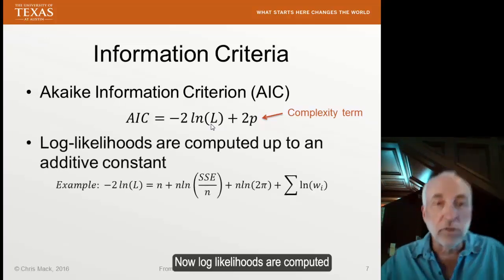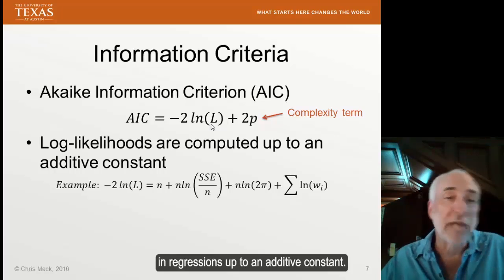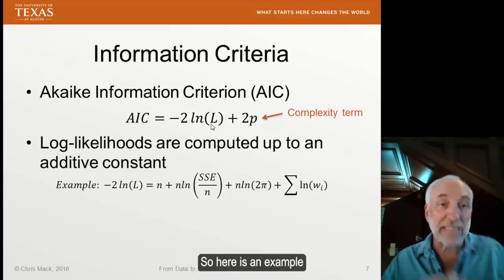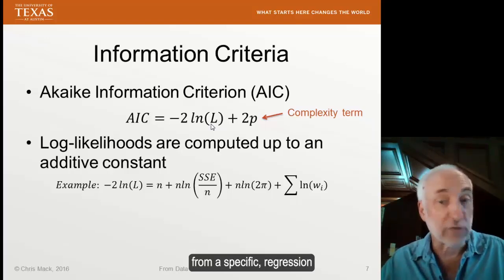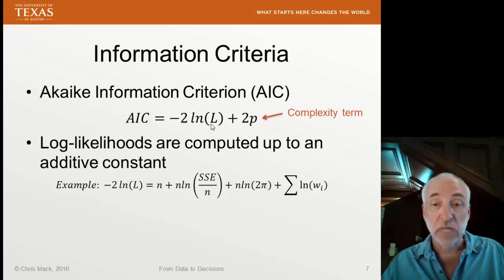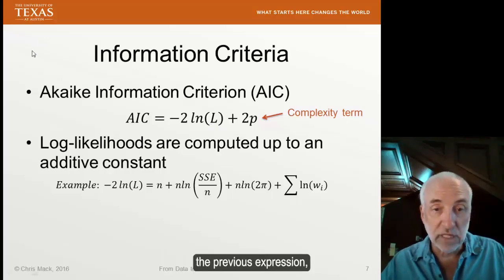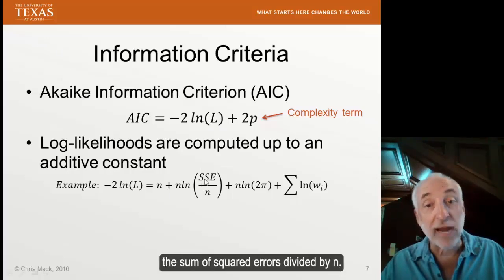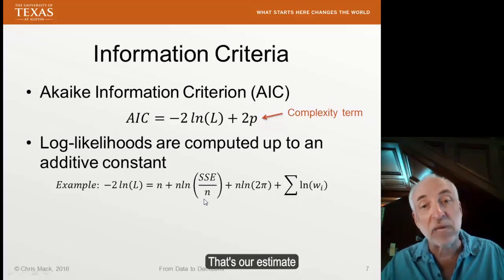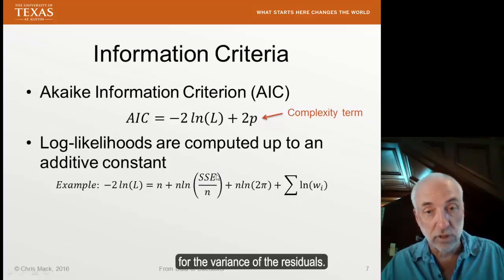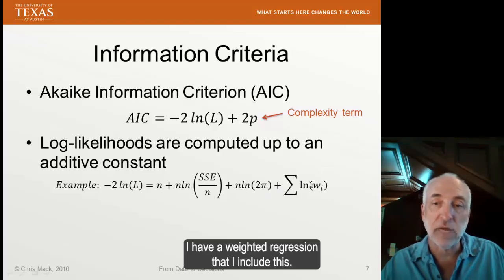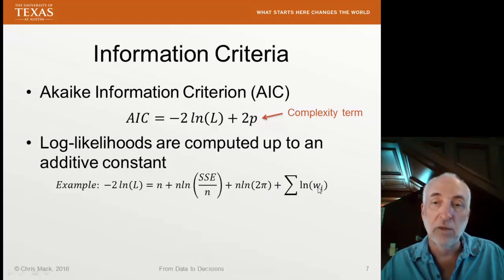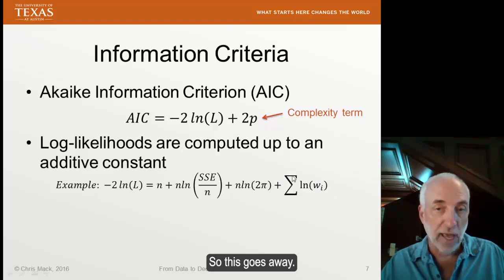Now, log likelihoods are computed in regressions up to an additive constant. So here is an example of a log likelihood that you might get back from a specific regression piece of software. You can see where it came from the previous expression. The sum of square errors divided by n, that's our estimate for the variance of the residuals. We also have this n log 2 pi term. If I have a weighted regression, then I include this. If I don't have a weighted regression, all the weights are 1. Log of 1 is always 0, so this goes away.